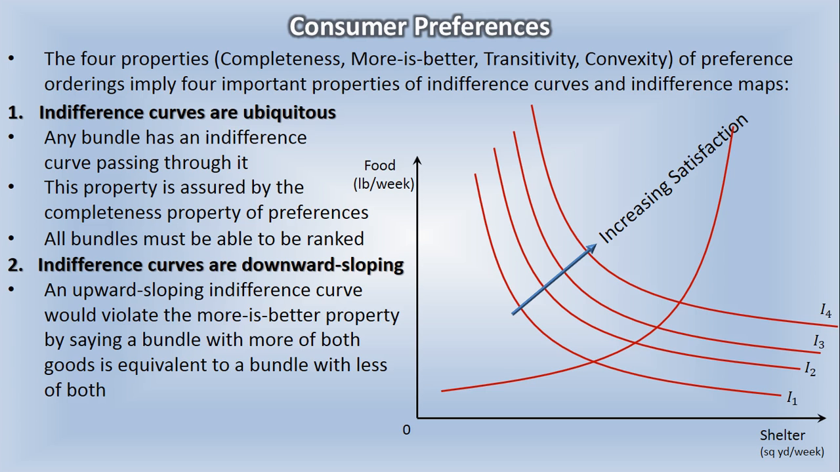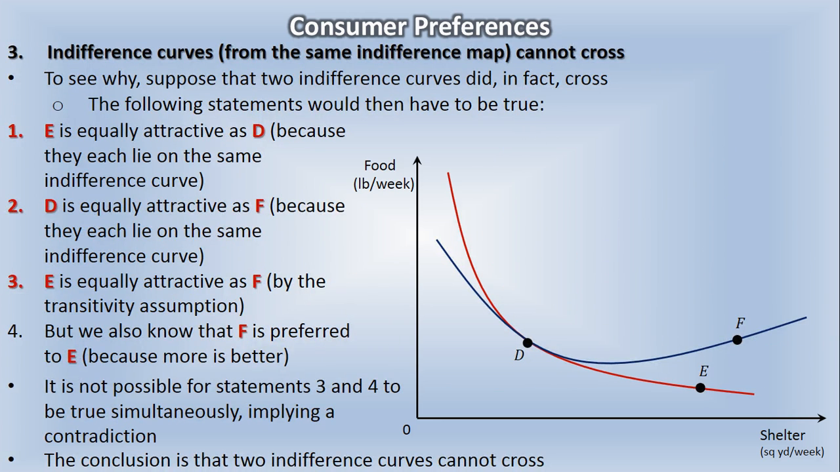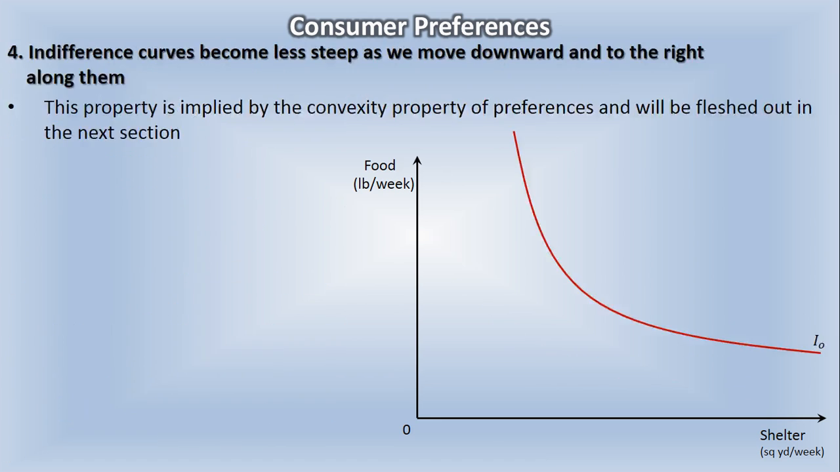Two, indifference curves are downward sloping. If they are upward sloping, then it violates the more is better assumption. Indifference curves from the same indifference map cannot cross. If they do cross, then the logic of the preferences breaks down.